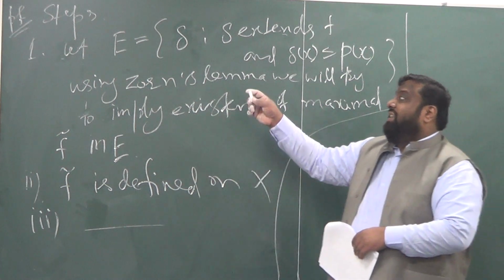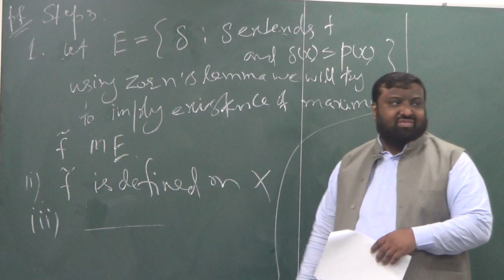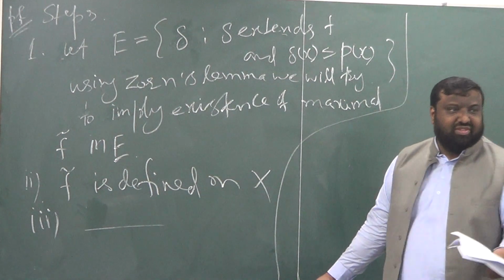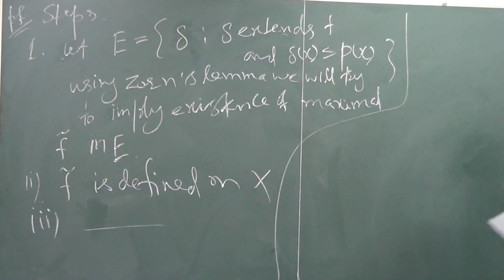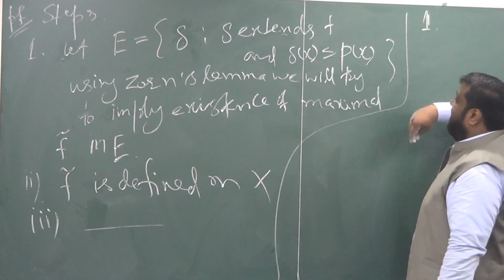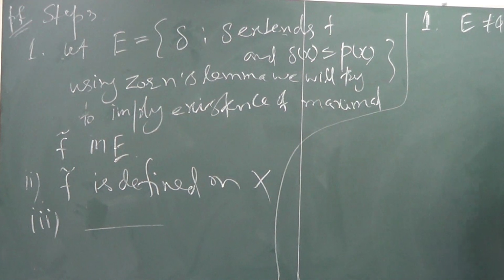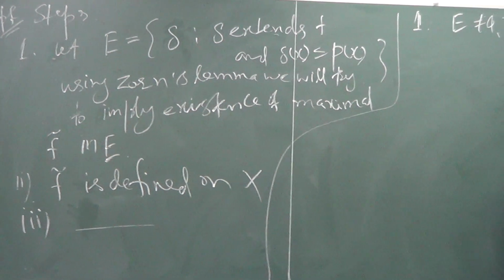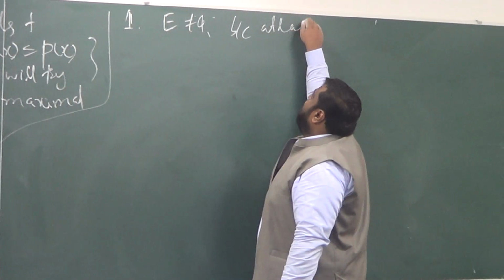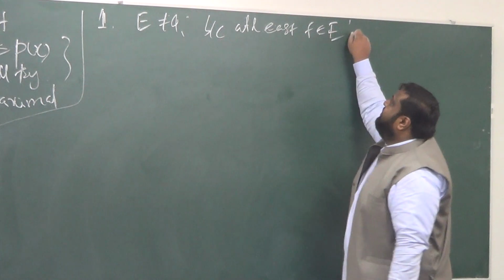And hence, E would not be empty because F has at least an extension, which is itself. Let's do this, step 1. E is non-empty because at least F belongs to E. Okay?